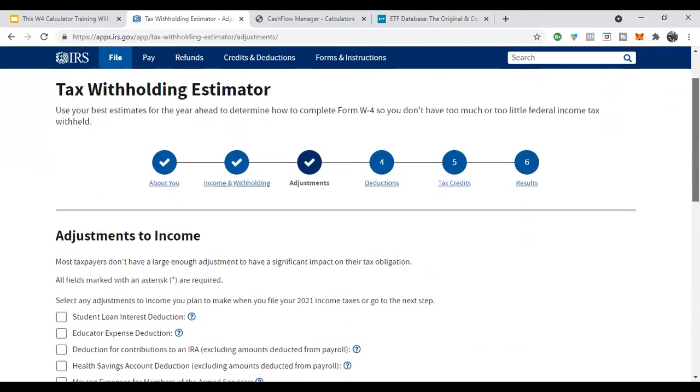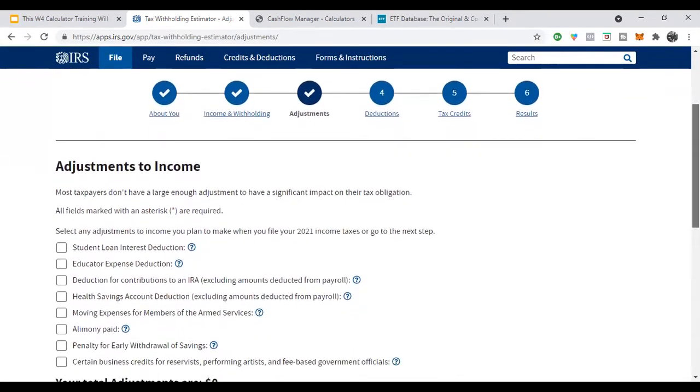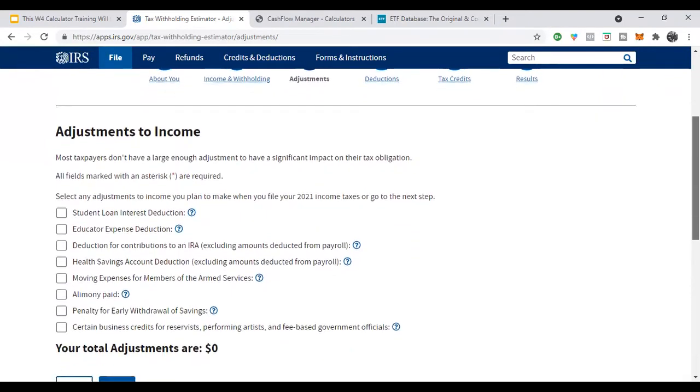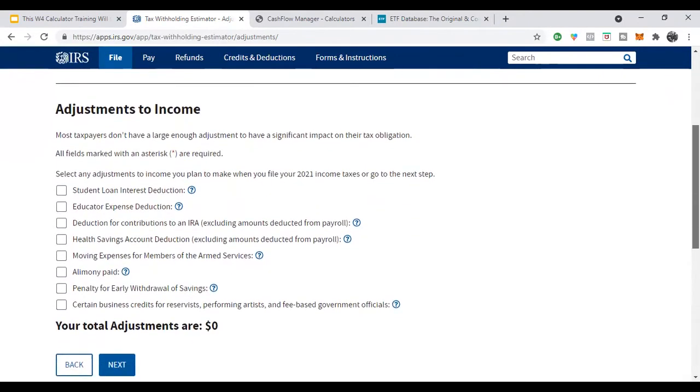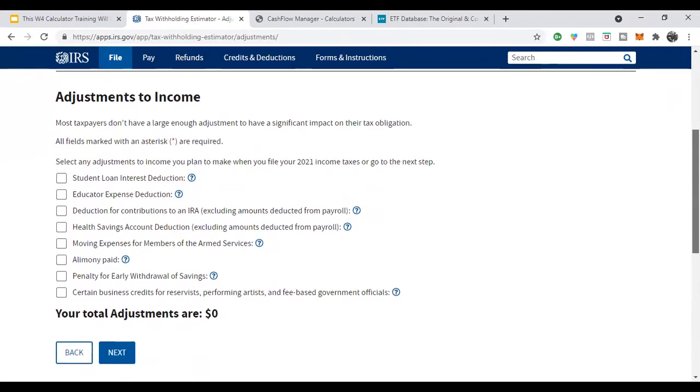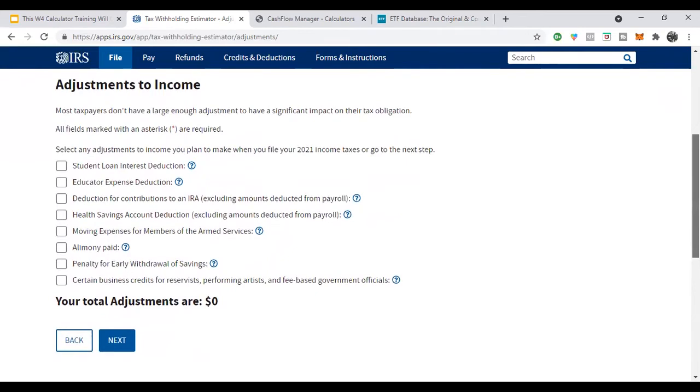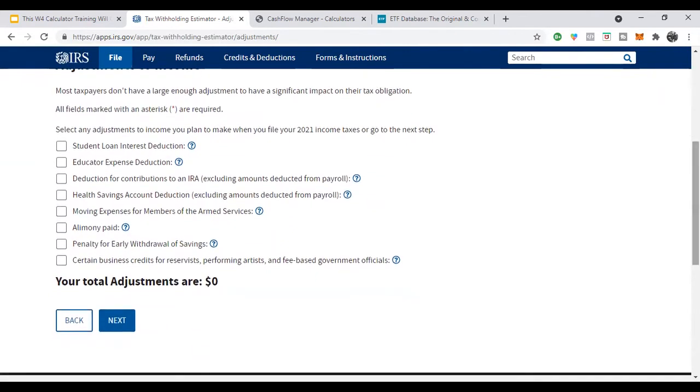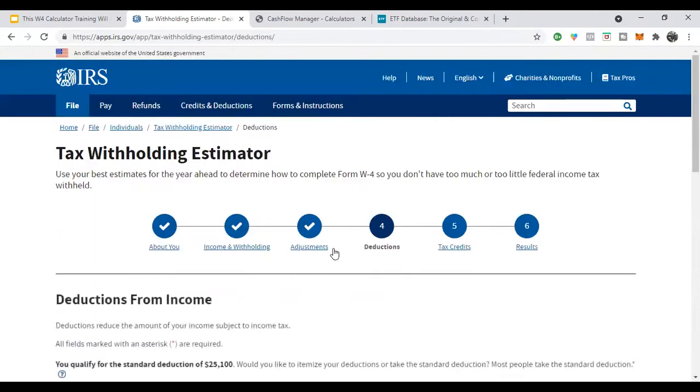They want to know. All right, adjustments to income. It says most taxpayers don't have a large enough adjustment to have a significant impact on their tax obligation. All fields marked with an asterisk are required. Select any adjustments to income you plan to make when you file your 2021 income tax or go to the next step. So we're going to leave these blank because I want you to just get an understanding. And we don't have any adjustments to income, so we're gonna leave these blank and go next.